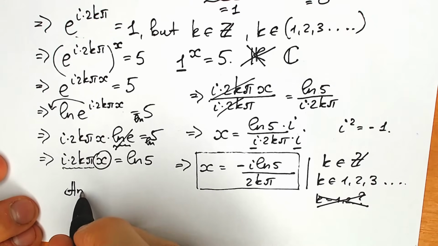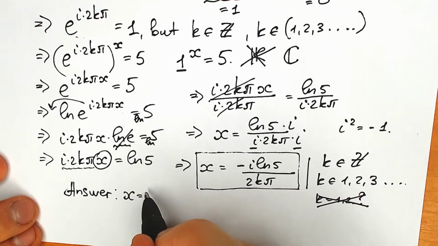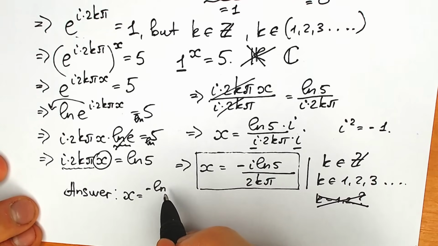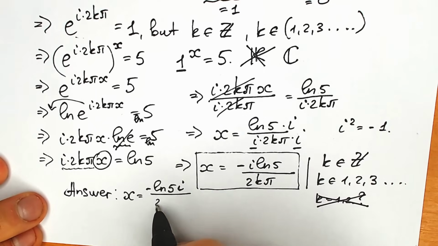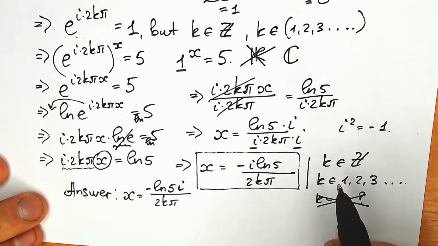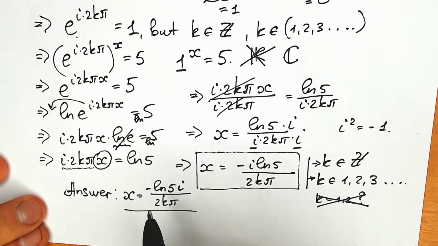So let's write our final answer to this question. Here's our question, and here's our root. x is equal to minus natural log 5 times i. This is our complex root over 2kπ. And of course, don't forget about these restrictions. k is an integer, and right here we have our answer.